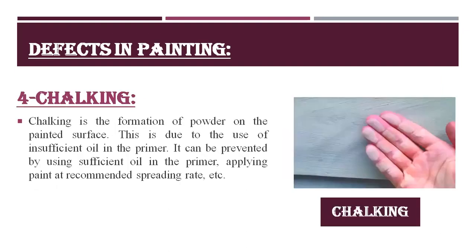Fourth is chalking. Chalking is the formation of powder on the painted surface. This is due to use of insufficient oil in the primer. It can be prevented by using sufficient oil in the primer, which is applying paint at recommended spreading rate, etc.